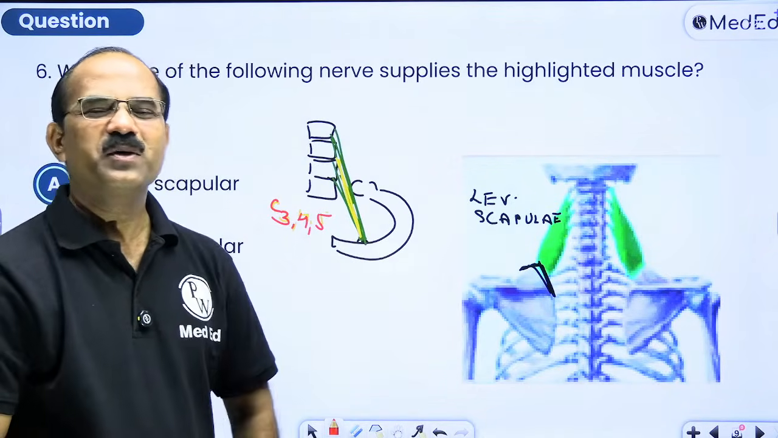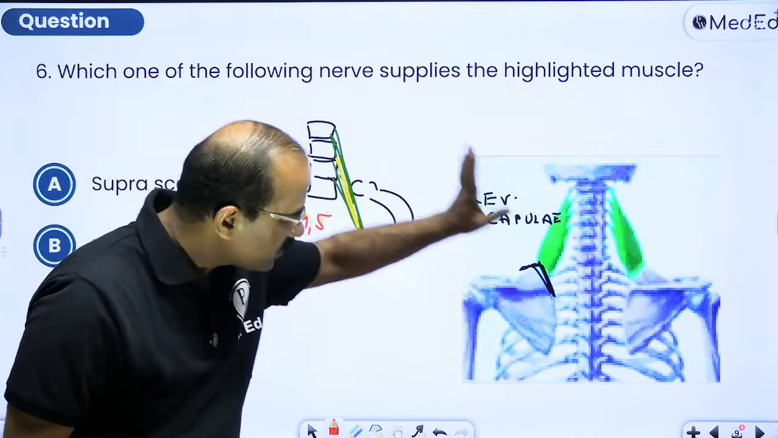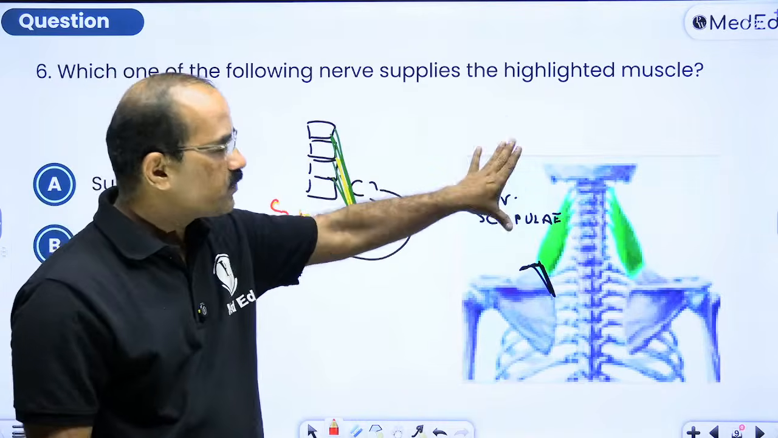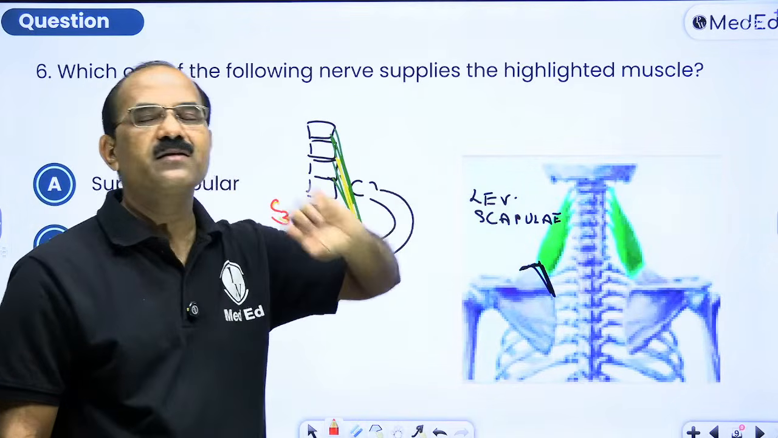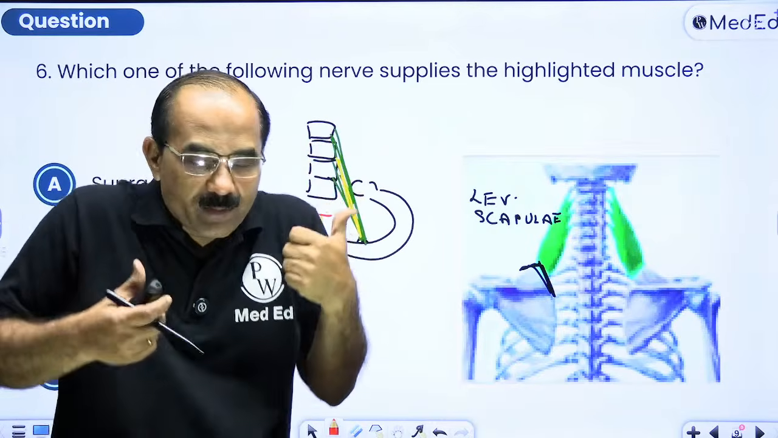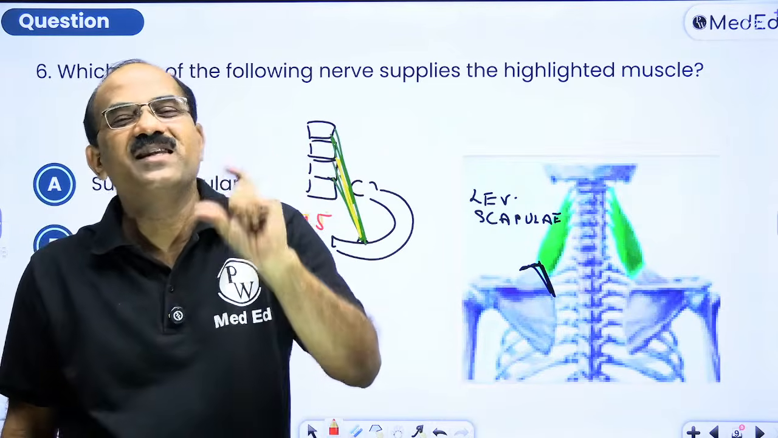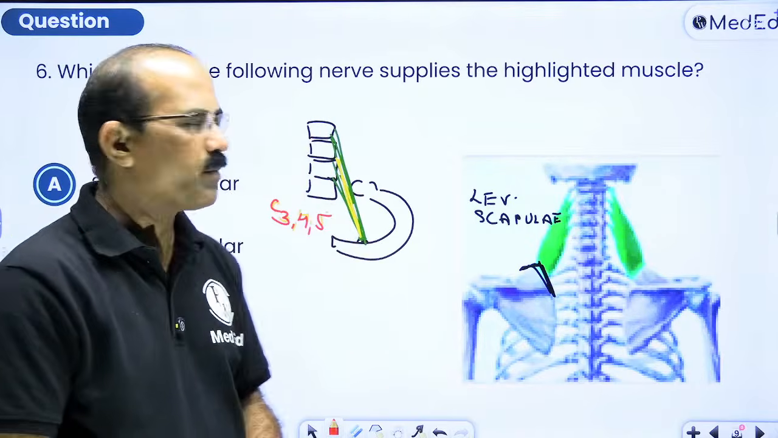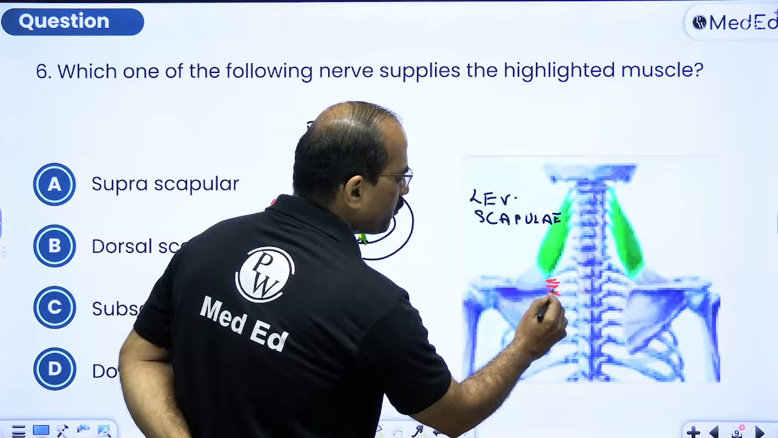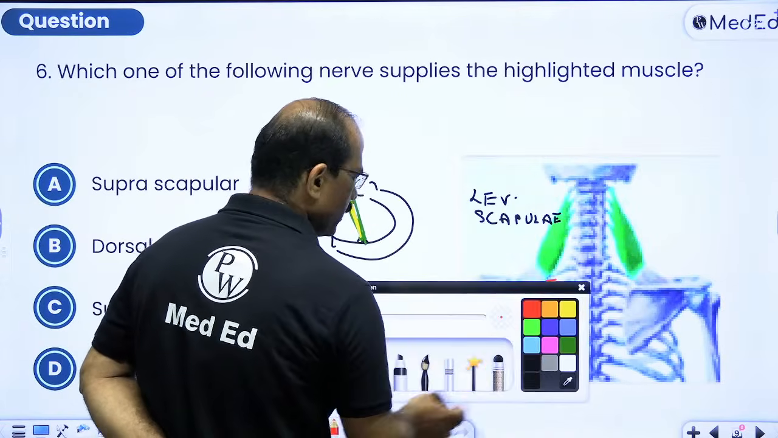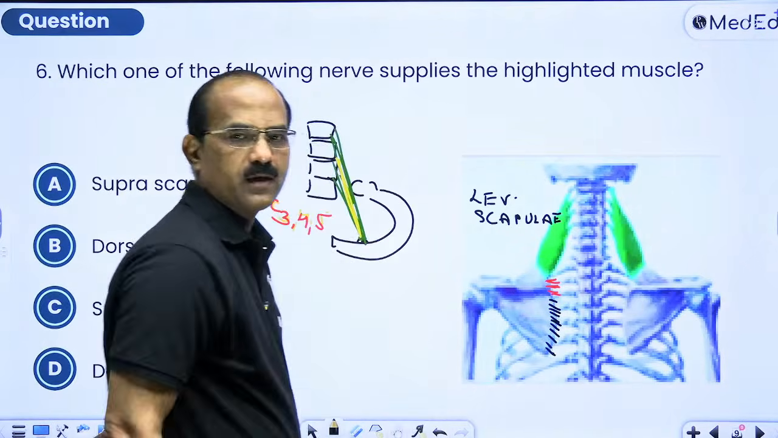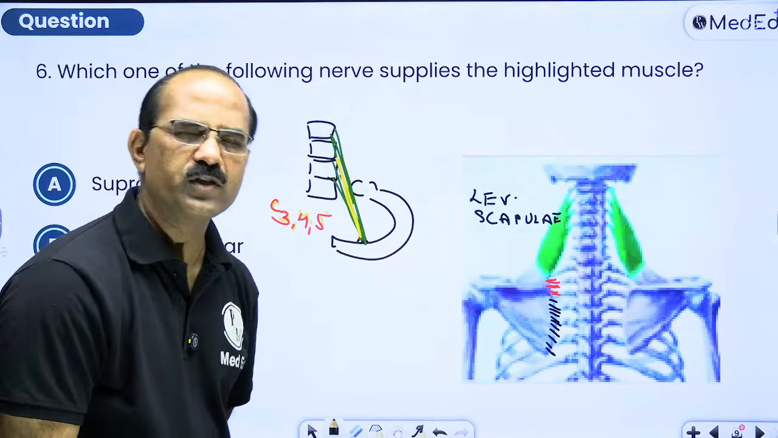So children, it is clear this is not scalenus anterior, because this muscle begins from the vertebral column and gets inserted on the dorsal aspect of the scapula. It will elevate the scapula. That's the levator scapulae. Here is the rhomboid minor, and the muscle here is the rhomboid major. Levator scapulae, rhomboid minor, rhomboid major.